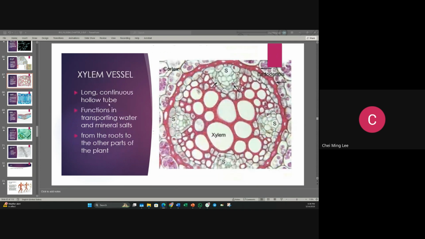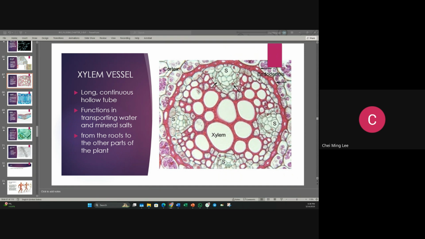Done. All right, next, xylem. Xylem vessel. Xylem vessel is actually the long continuous hollow tube which functions to transport the water and mineral salt from the root to the other parts of the plant. Okay, so this one is pretty easy.